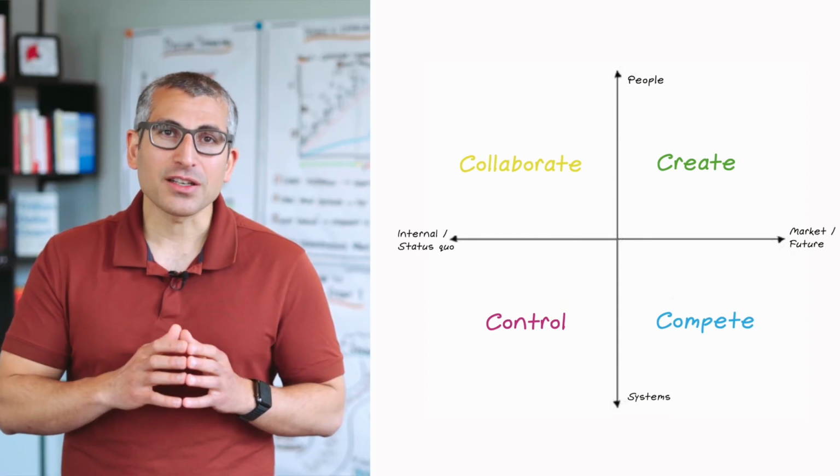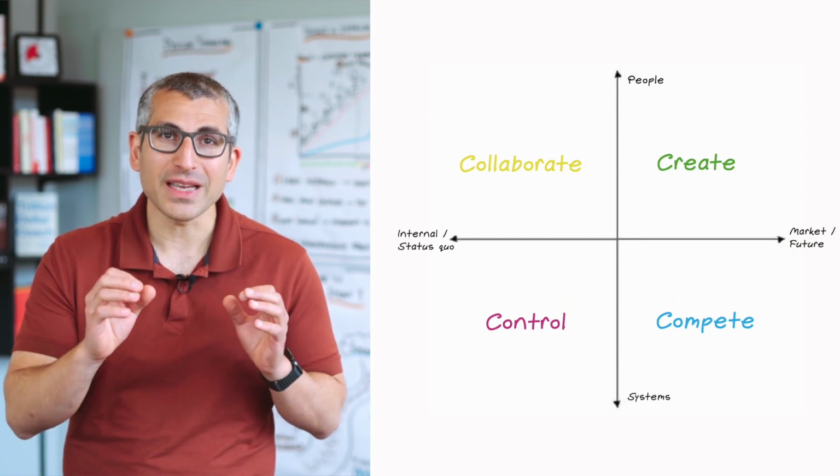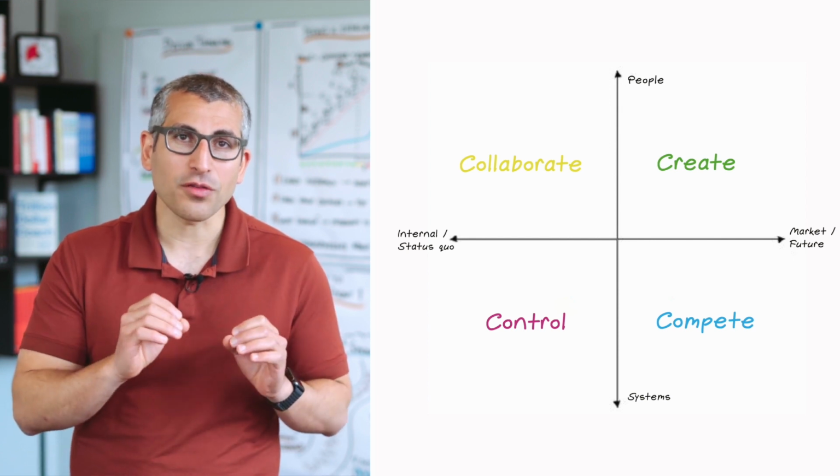So this is the Competing Values Framework with the different quadrants and a few examples of what type of organizations are in each of those cultures.